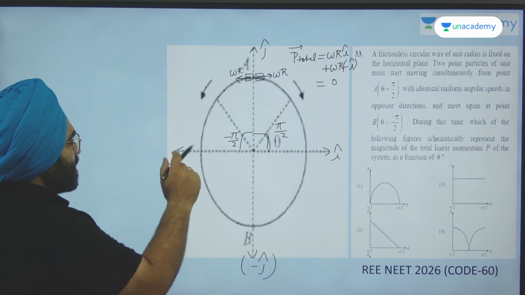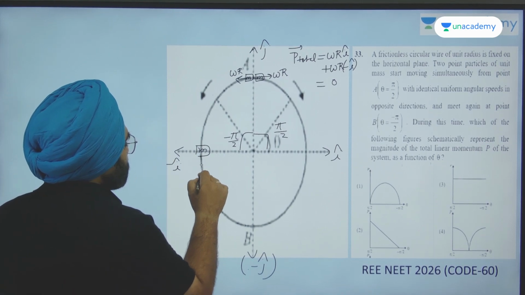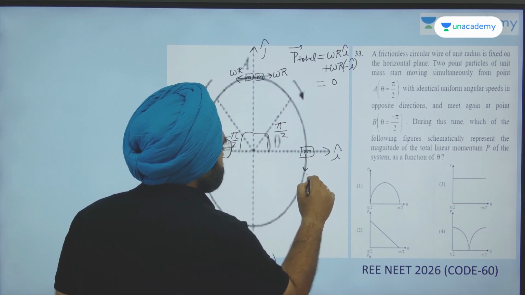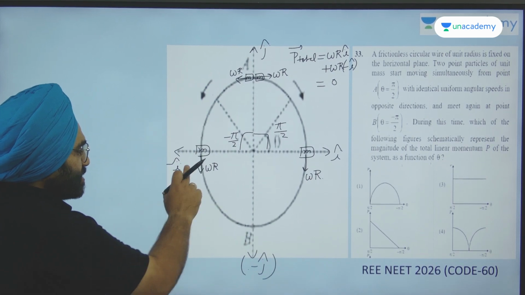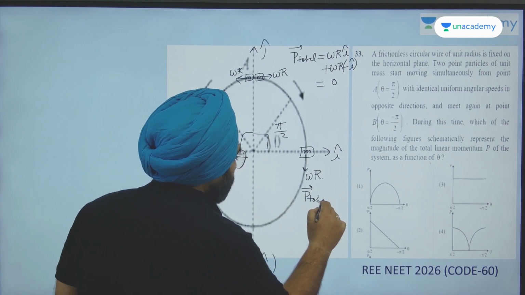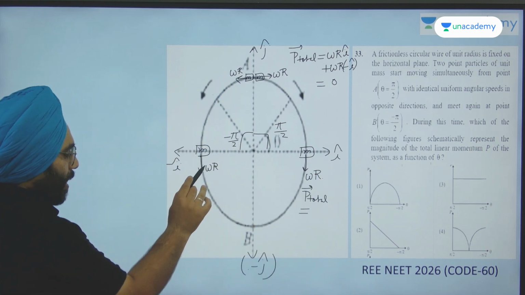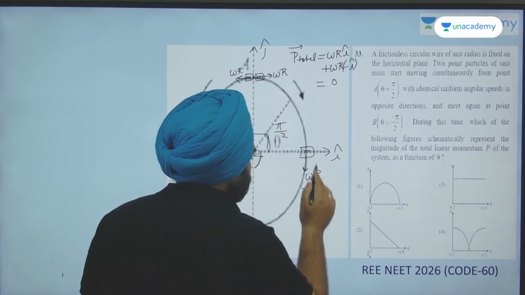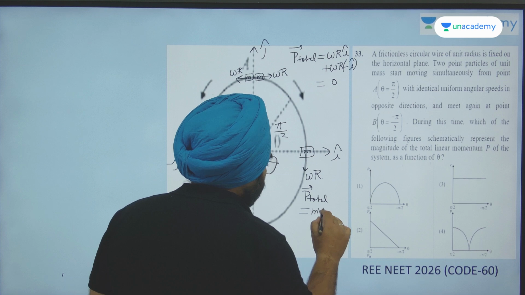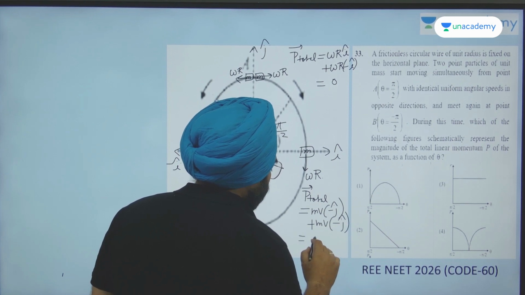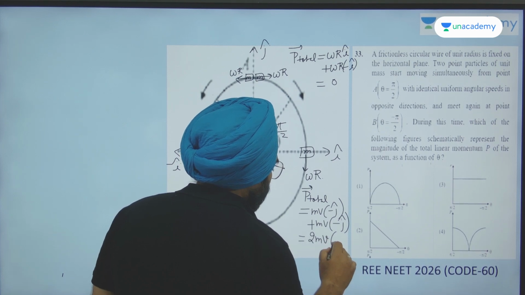Got it? Now when they are reaching here, it is having velocity omega r. When they are reaching here, its velocity is again omega r. Now in this situation, what is the total momentum? Try to understand, in this situation omega r is in the direction of minus j, and this omega r is also in the direction of minus j. So the linear momentum will become mv in minus j plus mv in minus j. It will become a maximum of 2mv in the minus j cap direction.